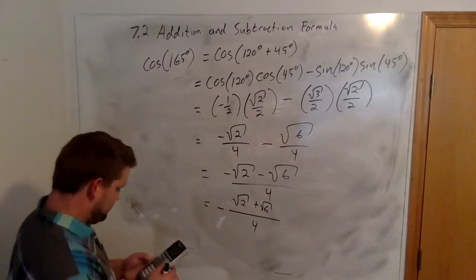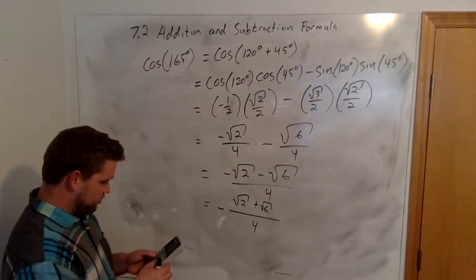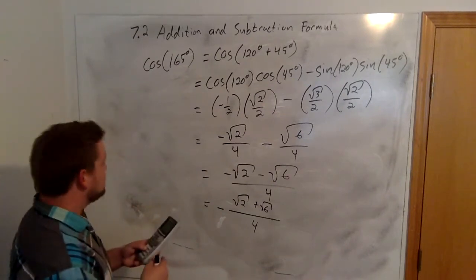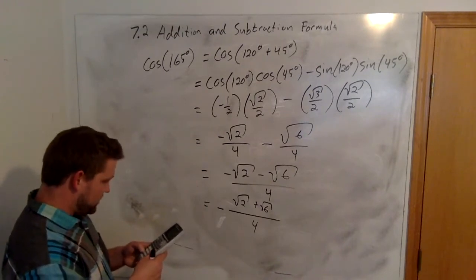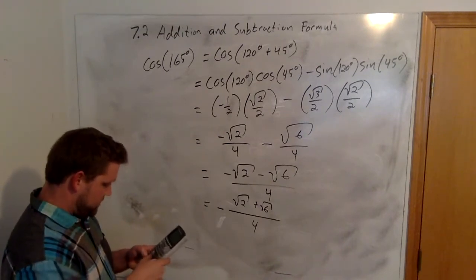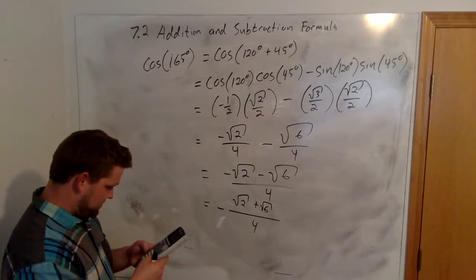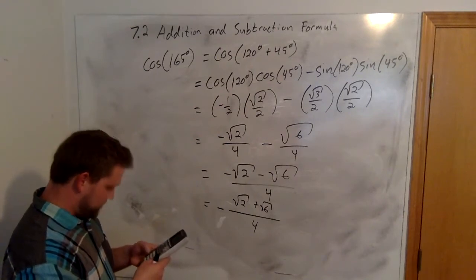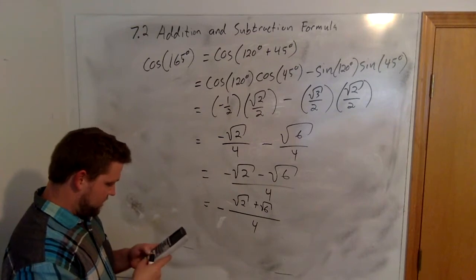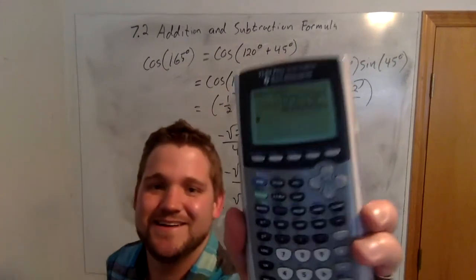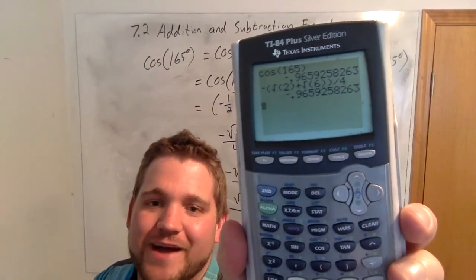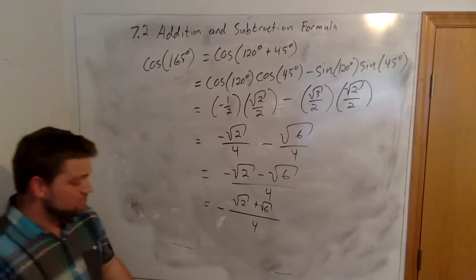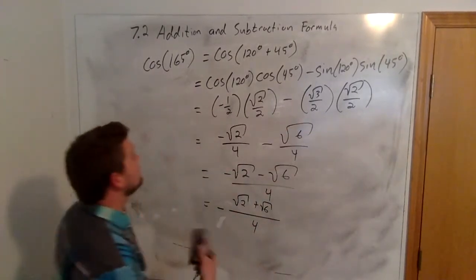Okay, let's check our answer. Let's make sure we're in degree mode. What is the cosine of 165? And then we need to know what is negative the square root of 2 plus the square root of 6, all divided by 4. Check it out. I put the negative all the way out front, and they're the same. Awesome. For fun, maybe this would be a good exercise for you to try on your own, but it should work the same.